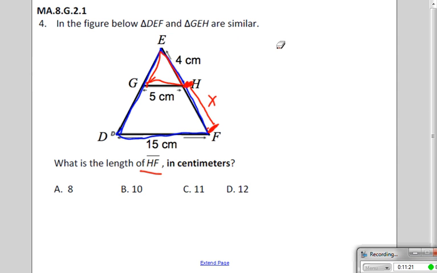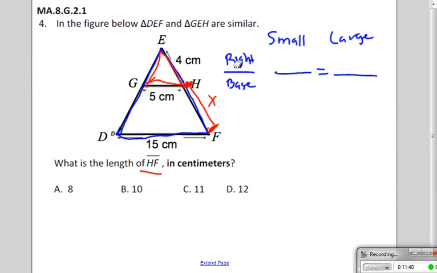So we said that if we have the small triangle and the large triangle, we have the right side over the base. These should be two fractions that are equal to each other. So the right side of the small triangle is EH. The base of the small triangle is GH. The right side of the large triangle is EF. And the base of the large triangle is DF.